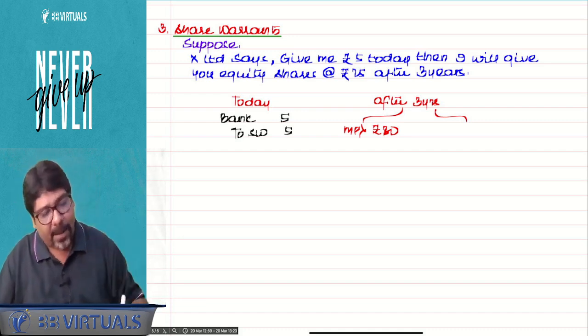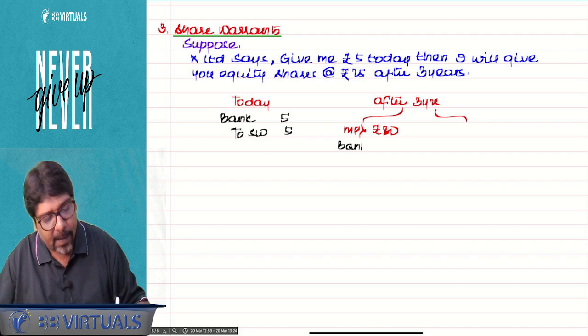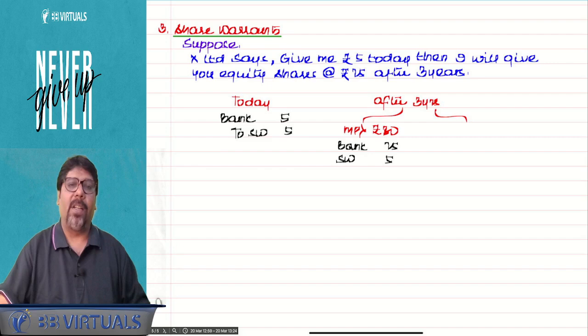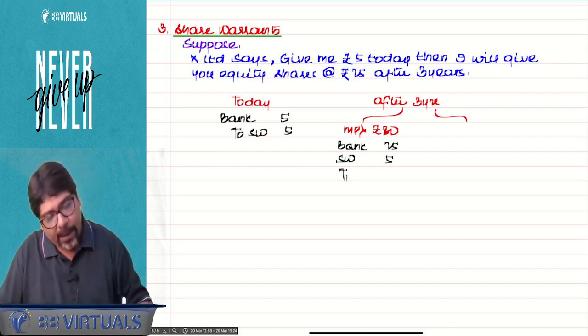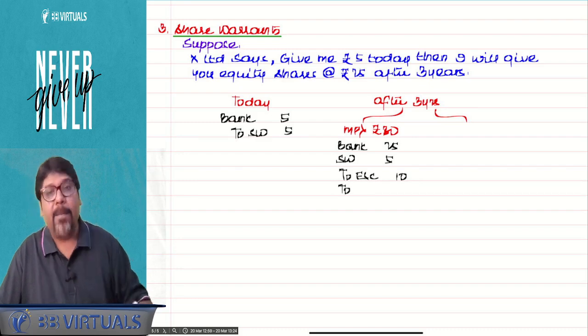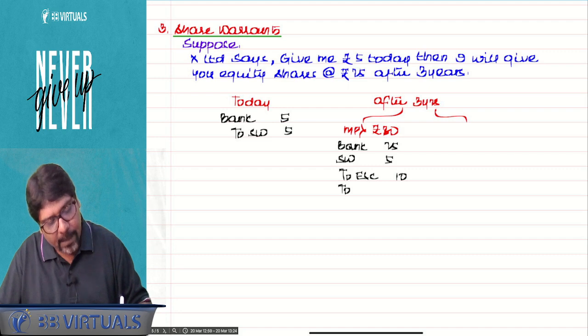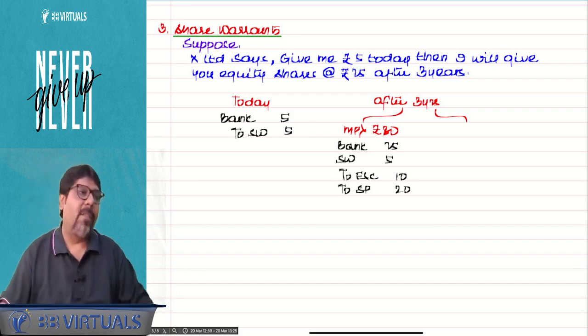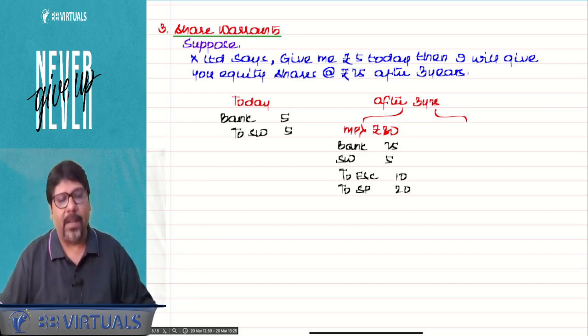What journal entry will the company pass? The company will pass the journal entry: bank account debit 25, share warrant account debit 5. So how much did the company get? 30. Against the 30, what is the face value of the equity share? The face value of equity share capital is 10. The remaining will go where? Securities premium.